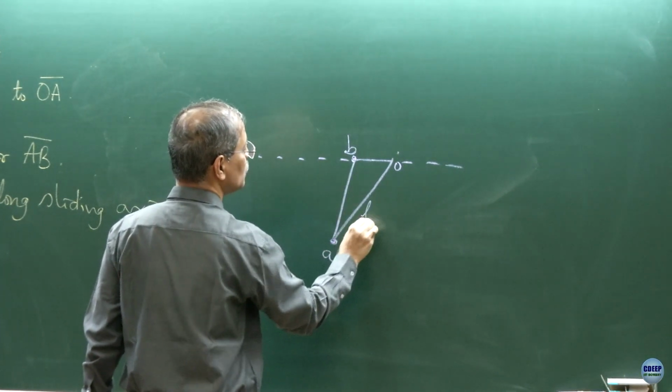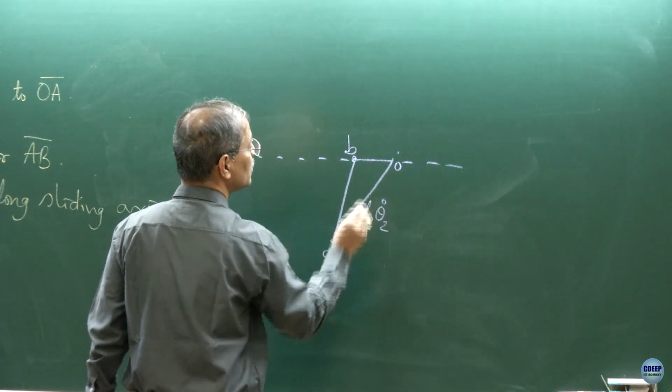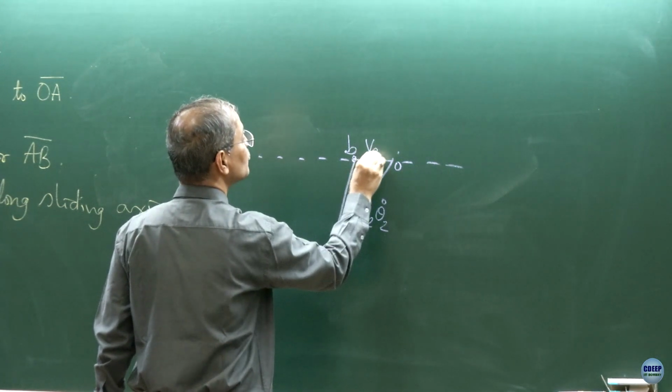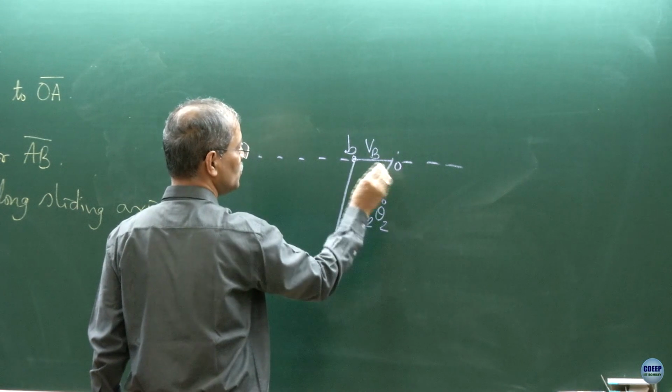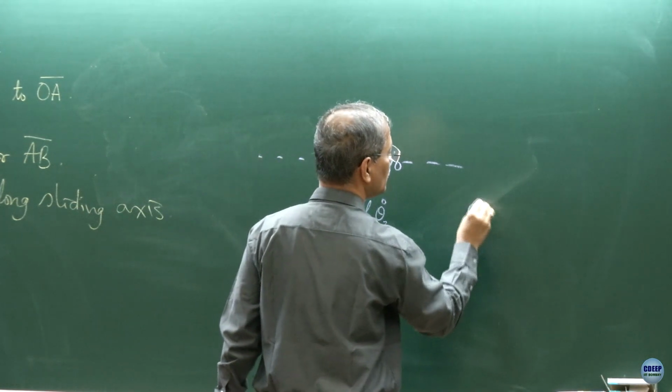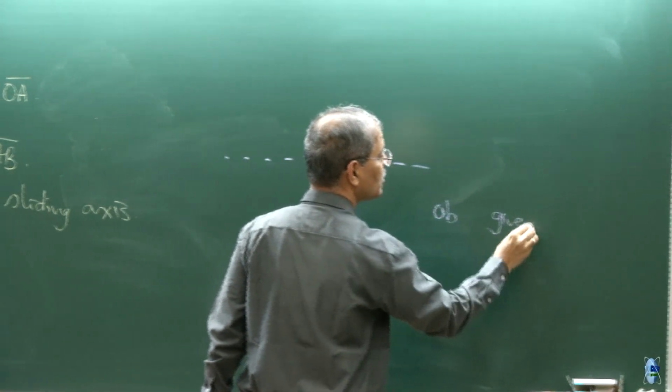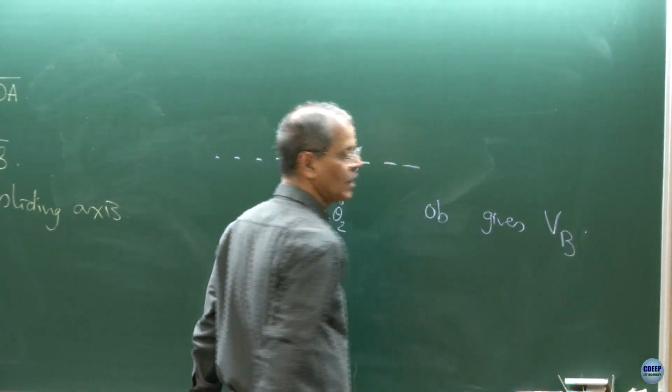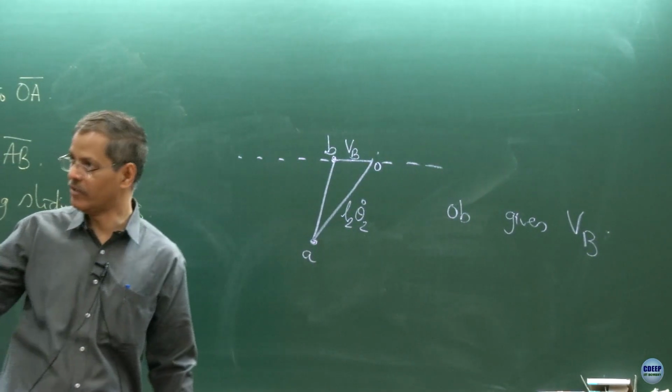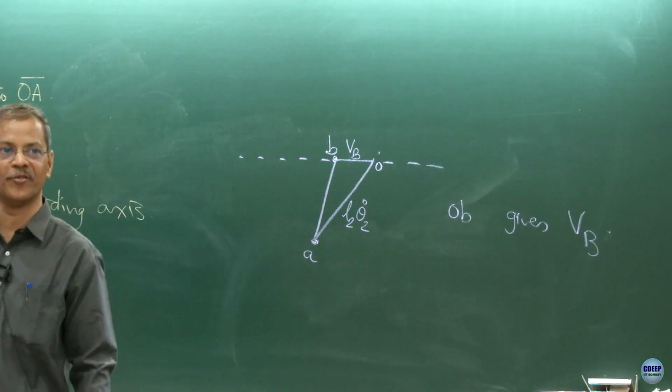So this is L2 theta 2 dot, this is VB. After you draw it, you can find out OB, and you can tell whether the piston is moving to the left or right or whatever it is.